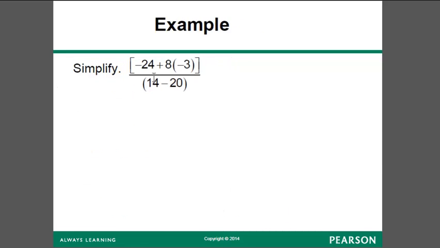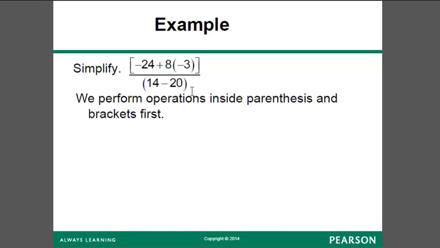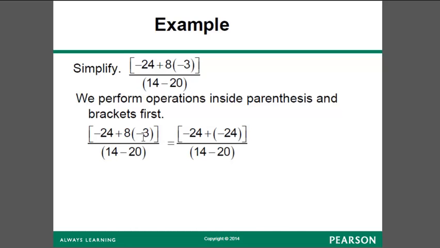Here's one. This one has brackets and parentheses. So the first thing I'm going to do is perform everything inside the brackets and parentheses first. And so I'm going to simplify inside the top bracket. And inside my top bracket, the first thing that I can do is the multiplication of 8 and negative 3. And I get negative 24. I'm going to continue to simplify inside the top bracket. Negative 24 plus negative 24 will give me a negative 48.